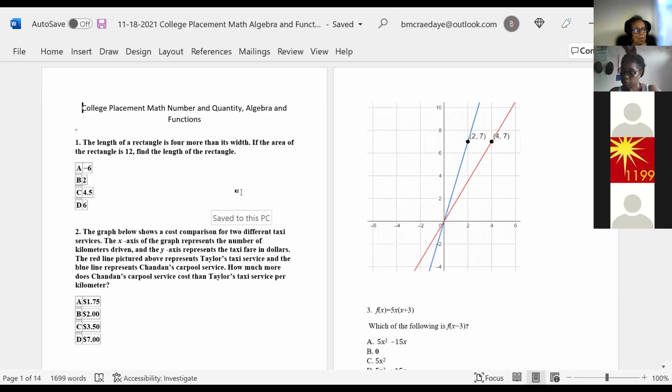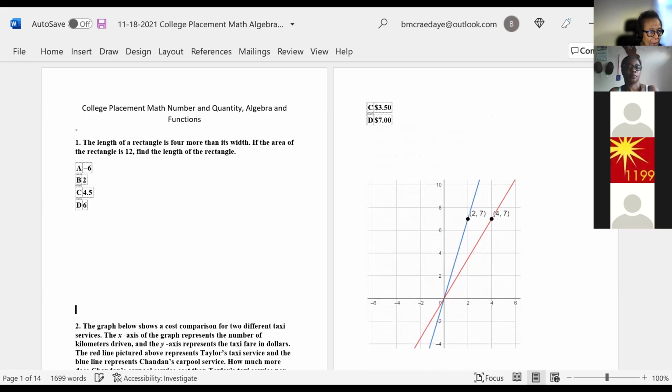Do you see this, college placement, math, number and quantity, algebra and functions? Yes. Okay, so I want to do 3 problems on here, and then I'll also assign you some for homework. So let's try the first one. The length of a rectangle is 4 more than its width. If the area of the rectangle is 12, find the length.